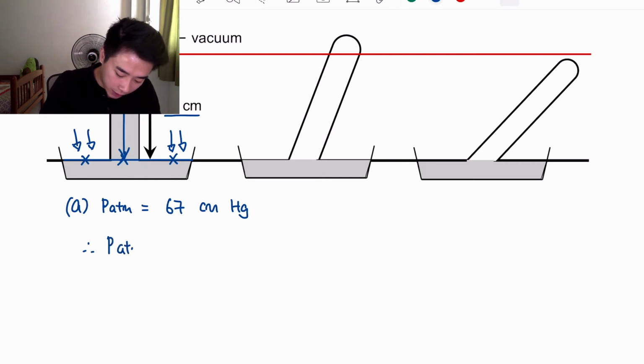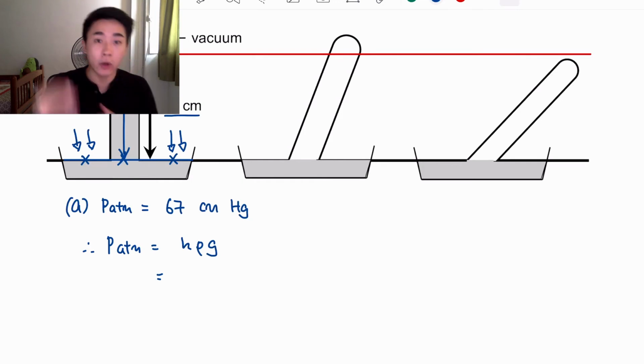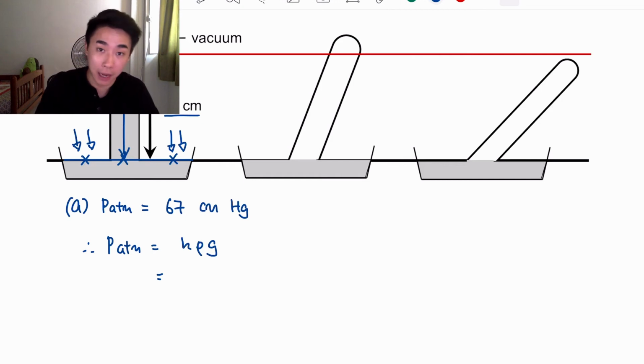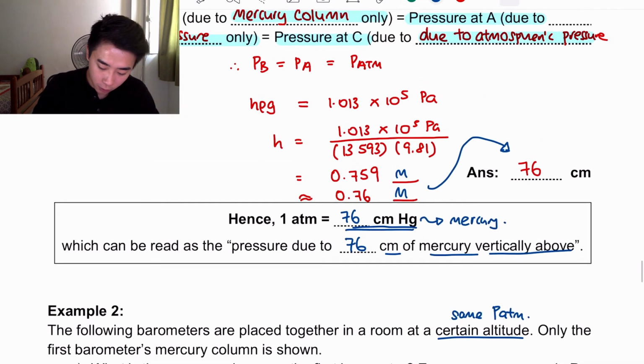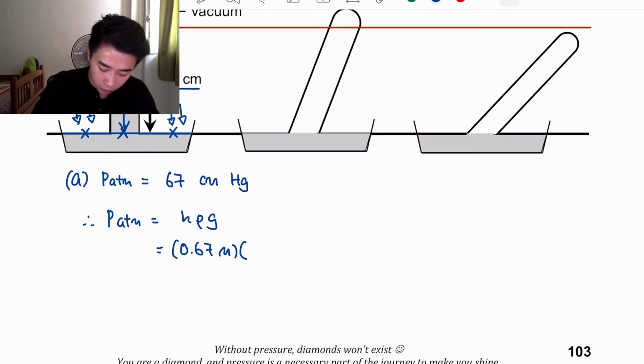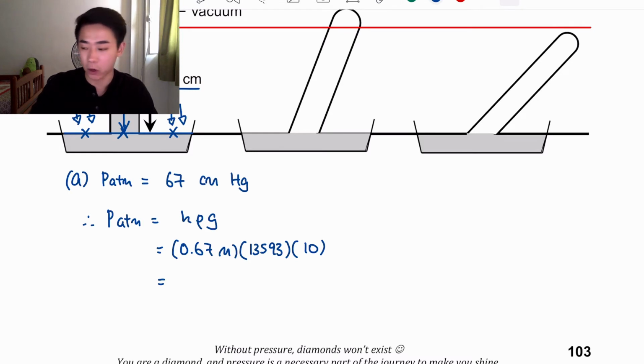So what we can say is this. Therefore, pressure of ATM equals H rho G. Here we know the height. It is 67 cm. Let's use SI units because pascals is an SI unit. So the height will be 0.67 meters. Density of mercury is given by 13593. And of course, for your gravitational field strength, we will take it to be 10. Alright, and you do your calculation.